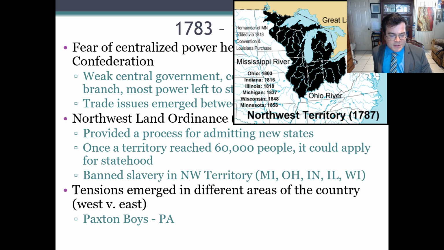There's going to be some hostility, right? The Paxton Boys in Pennsylvania, Shays' Rebellion. These issues are going to test the Articles of Confederation. The Articles of Confederation are not going to be able to handle it. More importantly, Shays' Rebellion, right? It was over-taxation, farmers losing their land.